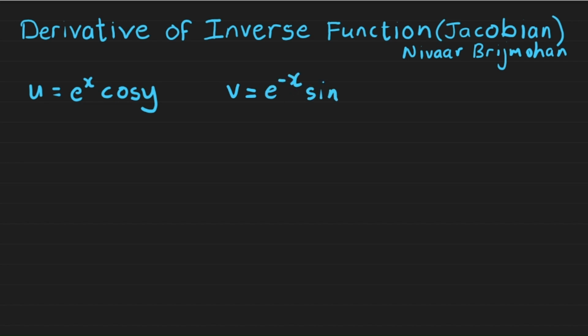times sine of y. So thus far, you've seen that it's quite a simple matter if we wanted to determine ∂u/∂x. Well, this is just equal to, keeping y constant, cos y, the constant, times the derivative of e to the power x, which is just e to the power x. So it's quite a simple matter to determine ∂u/∂x. So the question that we now want to answer is, is it possible to find the derivative of the inverse function? That is, instead of ∂u/∂x, can we determine ∂x/∂u?